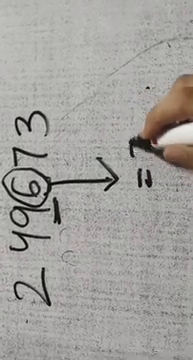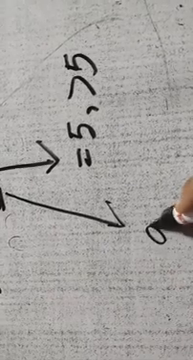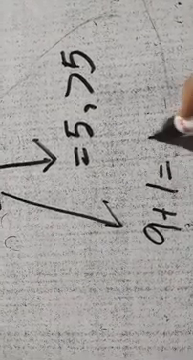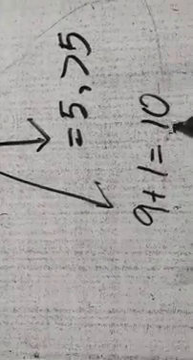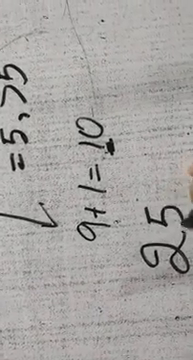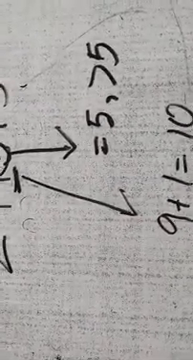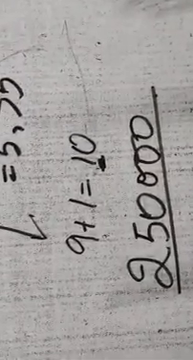If this is equal to 5 or greater than 5, then this term increases by 1. Means 9 plus 1 is 10, right? So this 1 will go here. So this will become 2, 5, 0 till here, and these three terms will become 0, 0 and 0. So we have rounded it off to nearest thousands.